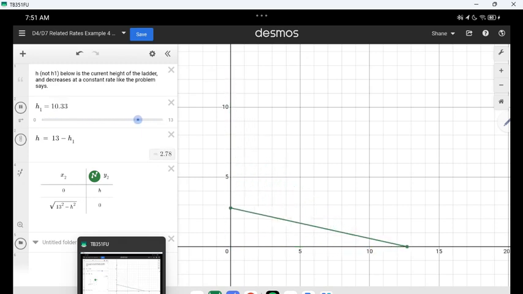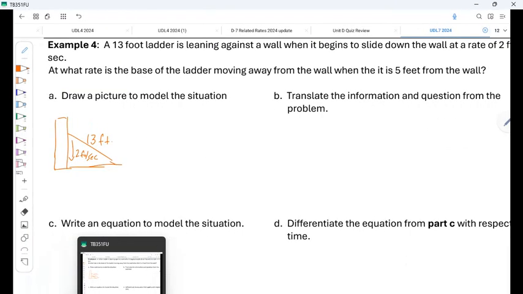And the question wants to know, at my starting position here, where I had it started before, I'm going to get this back to there. At what rate are we moving at that specific moment in time where the base of the ladder is 5 feet? All right, so let's continue with the problem solving stuff here.